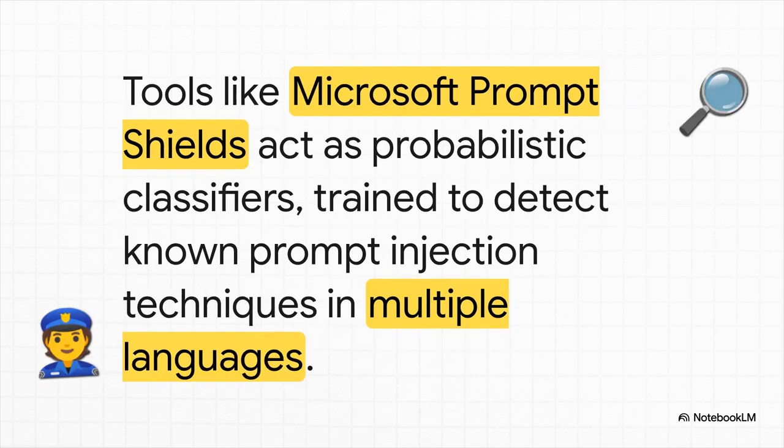Okay, the next layer up is an active defense. We're talking about tools like Microsoft's prompt shields. The best way to think about this is like a security guard. It's actually another AI, a classifier, that's been trained specifically to spot the telltale signs of a prompt injection attack as it's happening in real time. And its job is to block those attacks before they can even get to the main language model.